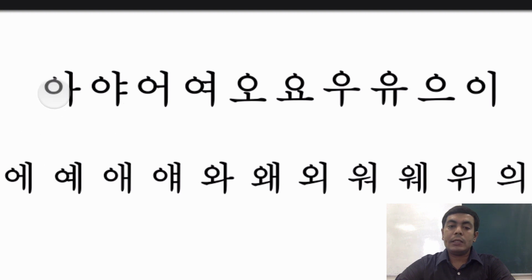So now let's have a look at all the vowel sounds represented at one place. So you can see the ng character in all of them: a, ya, o, yo, o, yo, u, yu, e, ye, wa, we, wo, we, ui.